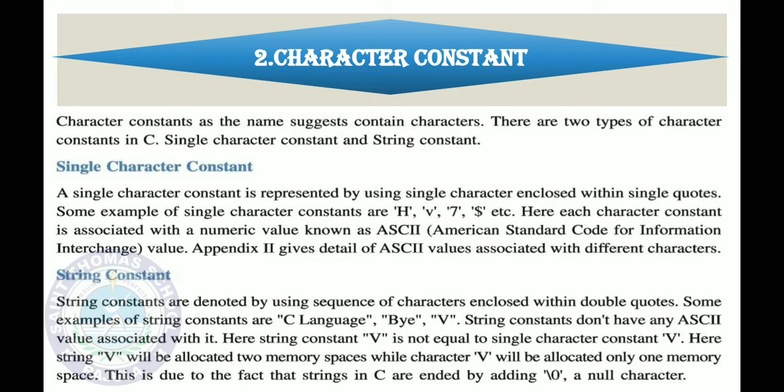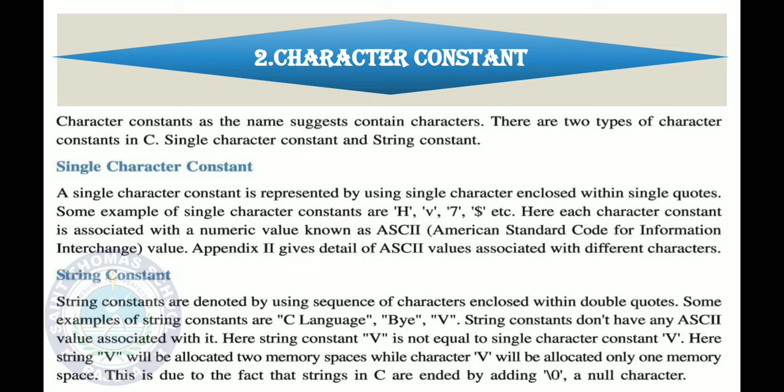Then the string constant. What is the difference between the string constant and the character constant? In a single character constant only one character is there, but in a string constant there is a group of characters, included in double quotation marks, while single character constants are included in single quotation marks. Examples of string constants are "C language" and "by" in double quotation marks. Here a group of characters is there.